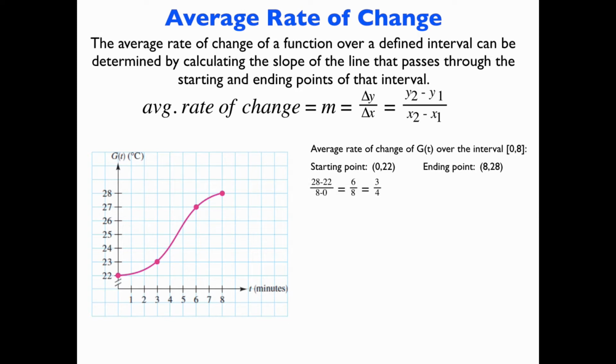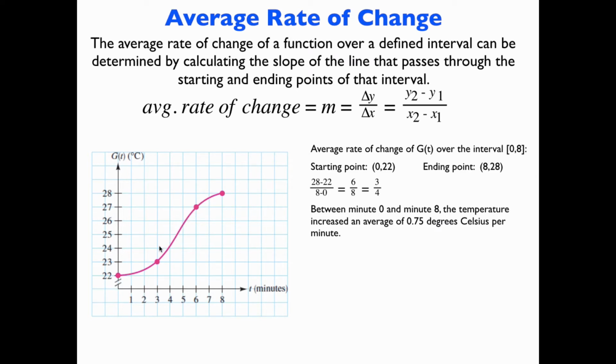calculate the slope, or the rate of change, of the line that passes through this starting point and this ending point. And so what we get is 3/4, which in the context of this problem means between minute 0 and minute 8, the temperature increased an average of 0.75 degrees Celsius per minute. Now, I don't want to say at no point, but it's not clear that at any point it was increasing at 3/4 of a degree per minute. That's not clear from this graph.